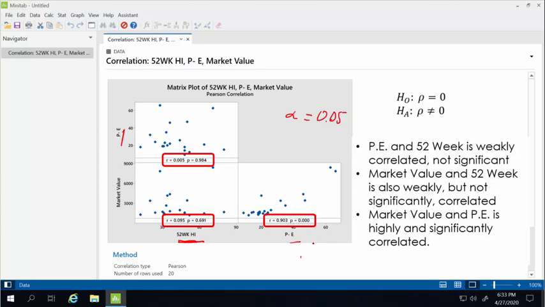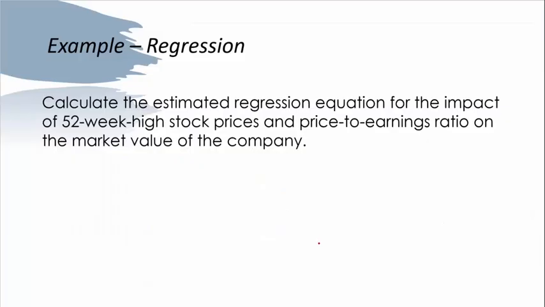So only for market value and P&E, that relationship between the two, can we reject the null hypothesis and accept the alternative. Now let's run through an example calculating a regression.